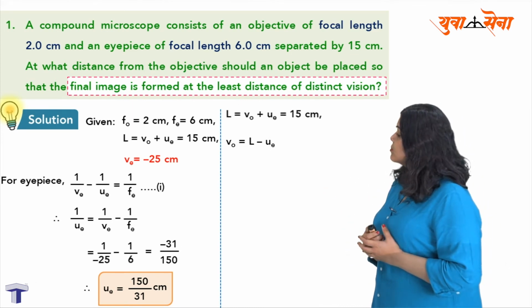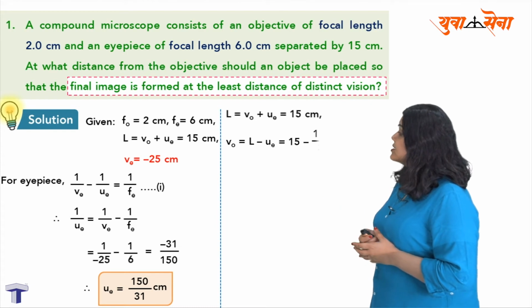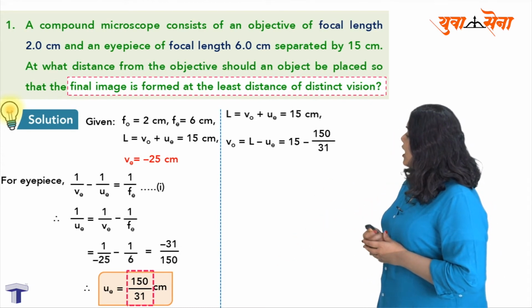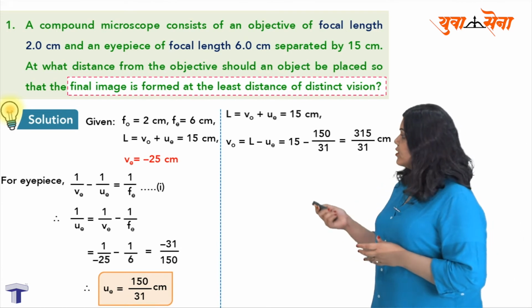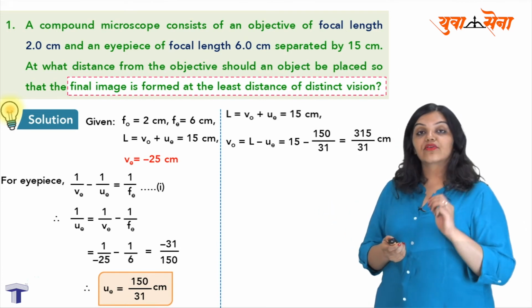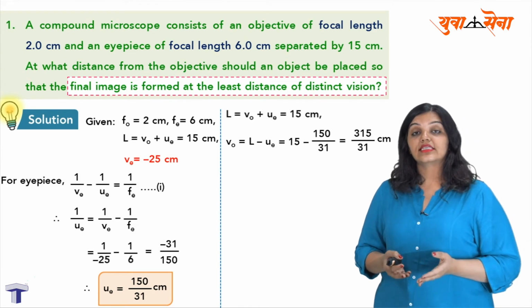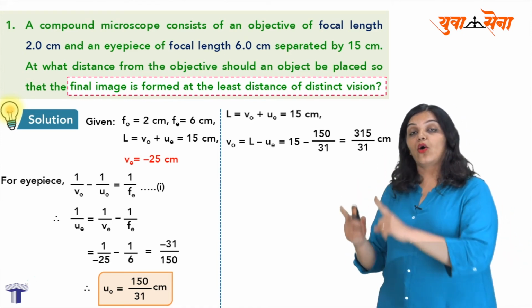So, V naught will come out to be L minus UE, where L is nothing but 15 and UE is what we just found, and therefore, I have 15 minus 150 upon 31. So, V naught comes out to be 315 upon 31 centimeters. Now, what is V naught? It is the image distance in case of the objective.